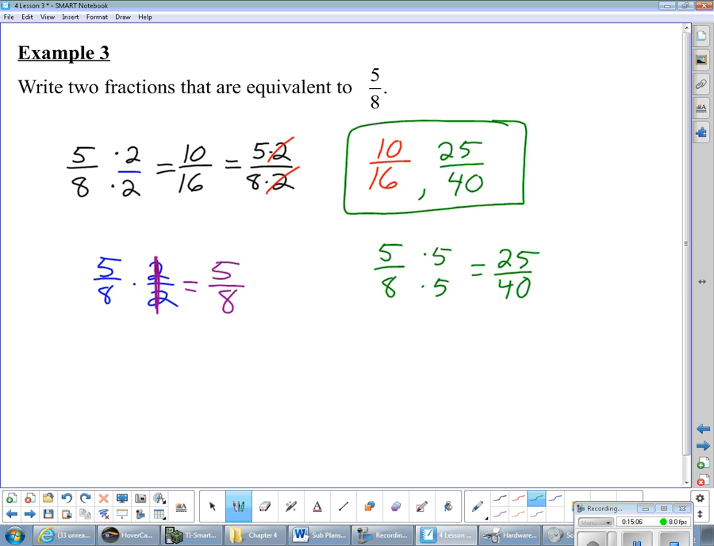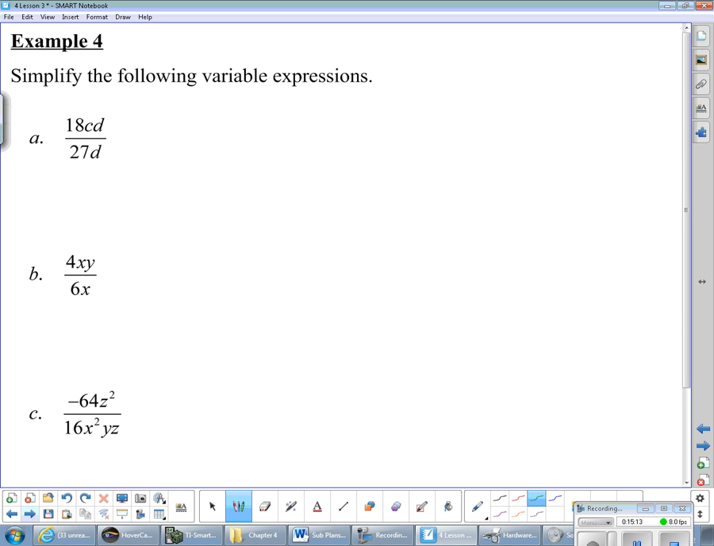All right, now we're moving on to some variable expressions that we're going to simplify. Simplify the following variable expressions. So here in letter A, we've got 18CD all over 27D. What you should realize is, well, let's talk about something else that I haven't talked about yet. We've been doing the prime factorization, but truthfully, if you can find any factor that they have in common, you can reduce by that. But you really want to find the greatest common factor.